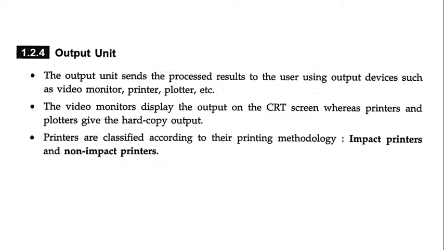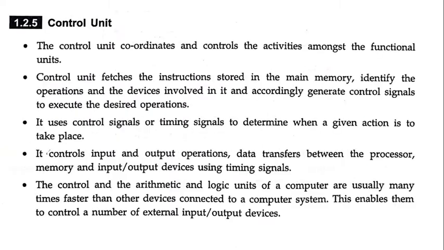Next is the output unit. The output unit sends the processed result, whatever result we have obtained from the processing unit, to the user using output devices such as video monitor, printer, plotter, etc., or speakers. The video monitor displays the output on a CRT screen, whereas printer and plotter give hard copy output. Printers are classified according to the printing methodology, that is impact printers or non-impact printers.